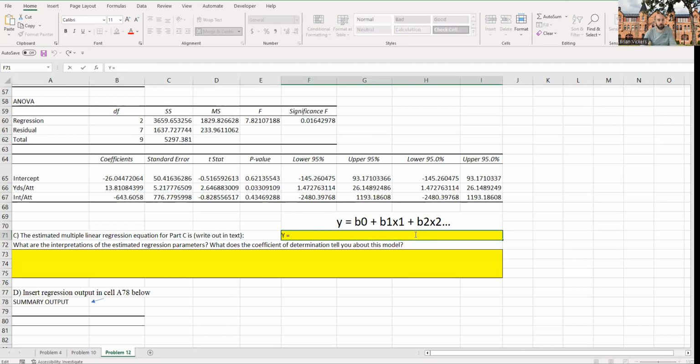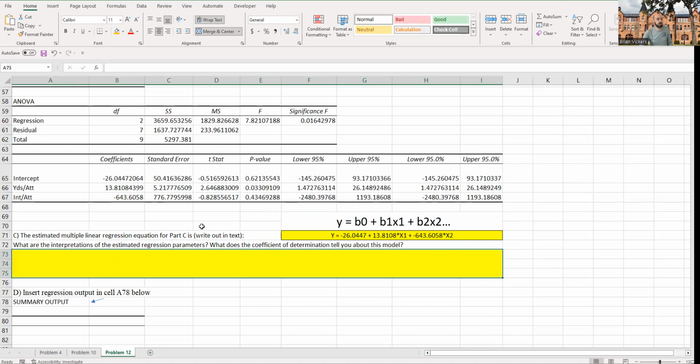So in this case, y is going to be equal to the intercept, which is negative 26.0447, plus 13.8108 times x1, plus negative 643.6058 times x2. And if I had a third one, it'd be plus the next one times x3, and so on. So that's how I'd write that.